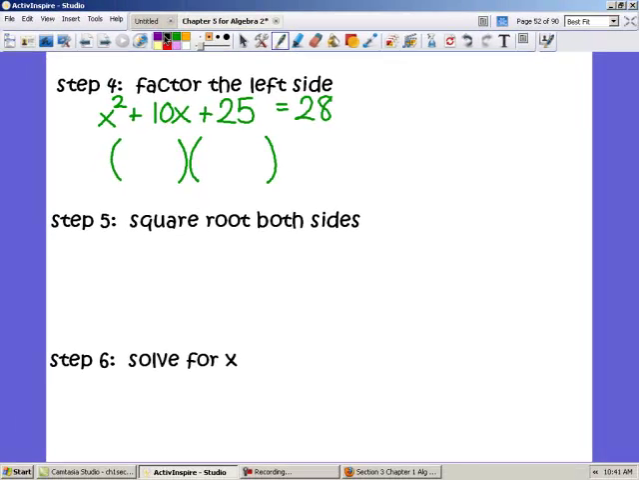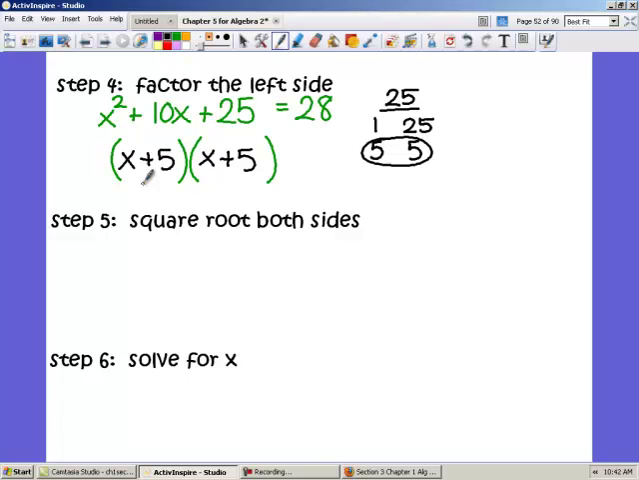So if you want to do some side work over here, factors of 25, 1 and 25, and 5 and 5. And which set of these will add up to 10? Well, 5 and 5 do. So we have x plus 5 and x plus 5. And again, this factoring is already discussed in a previous video. So if you need to review that, please go back. And we have equals 28.